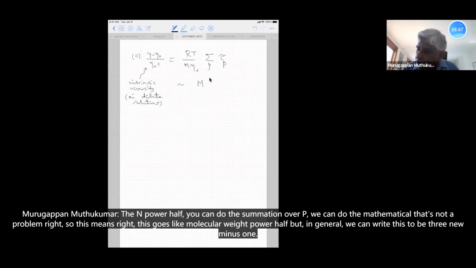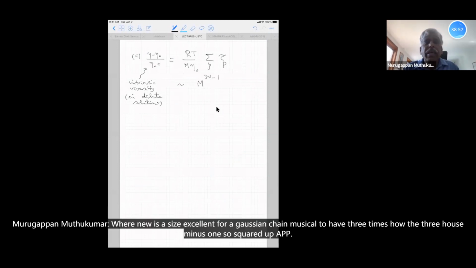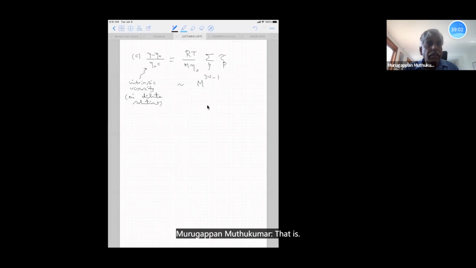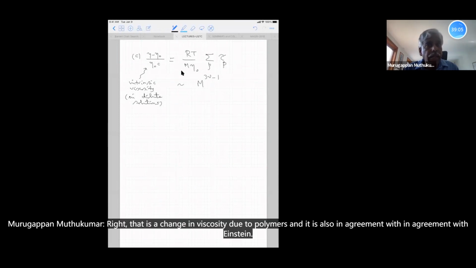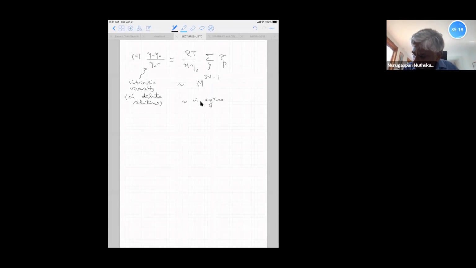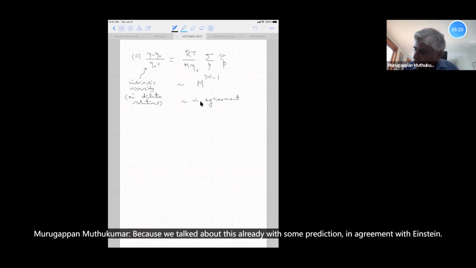But in general, we can write this to be 3 nu minus 1, where nu is a size exponent. For a Gaussian chain, nu is equal to half, 3 times half is 3 halves minus 1. So square root of M. And that is a change in viscosity due to polymers. And this is also in agreement with Einstein, because we talked about this already, with some prediction in agreement with Einstein.